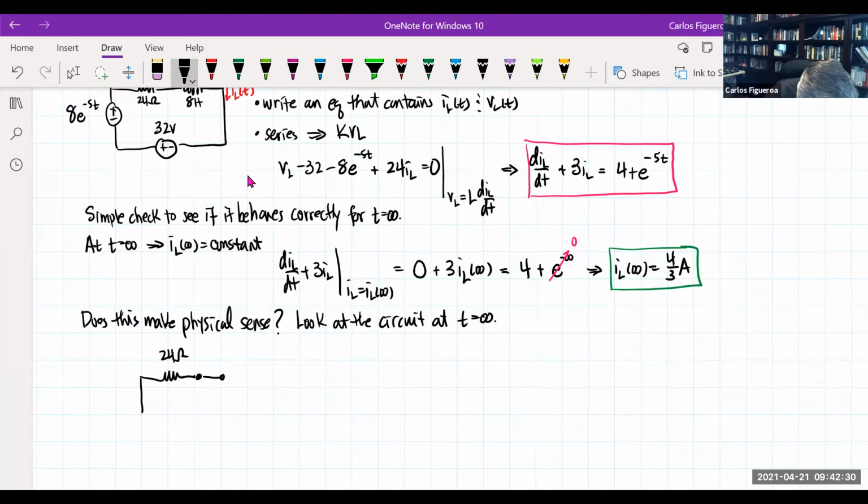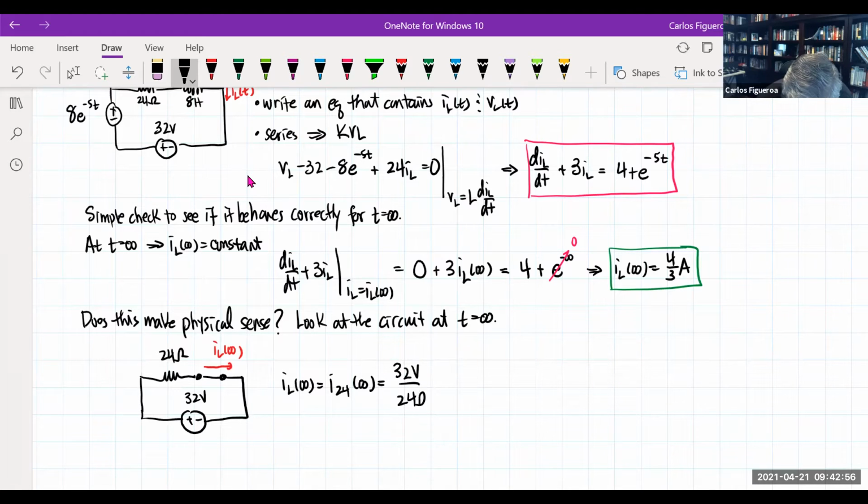My inductor now is a short, and I only have a 32 volt source here. So this current right here is IL at infinity. So what is this thing here? Well, we can see that the current of the inductor at infinity must be the current of the 24 ohm resistor at infinity, which of course has to be 32 volts divided by 24 ohms. And you can see here that that gives me 4/3 amp. So what that tells me is that these two match up.